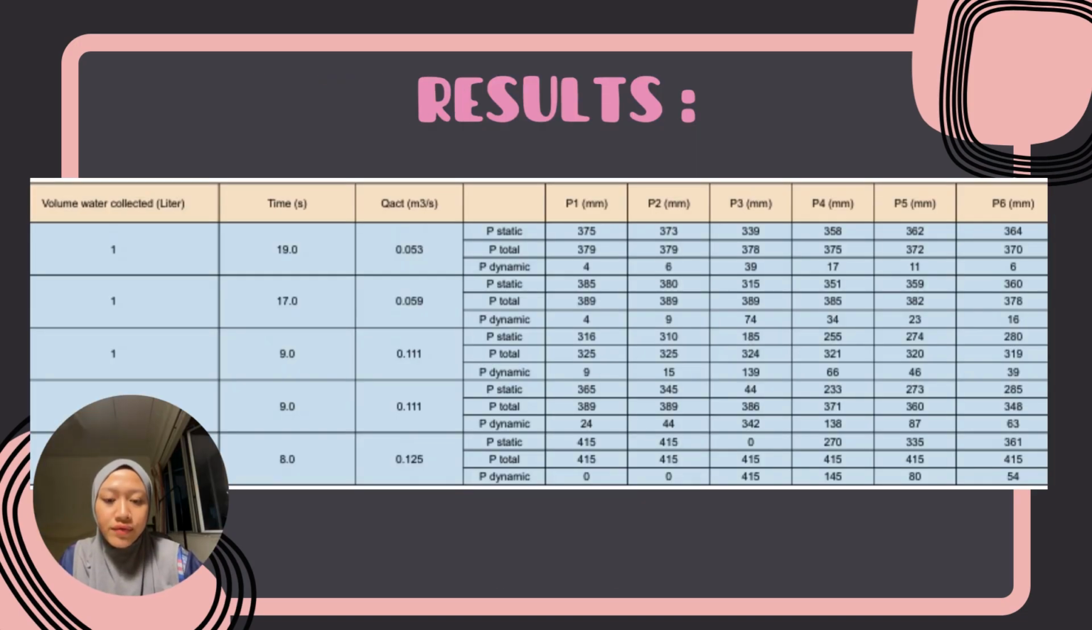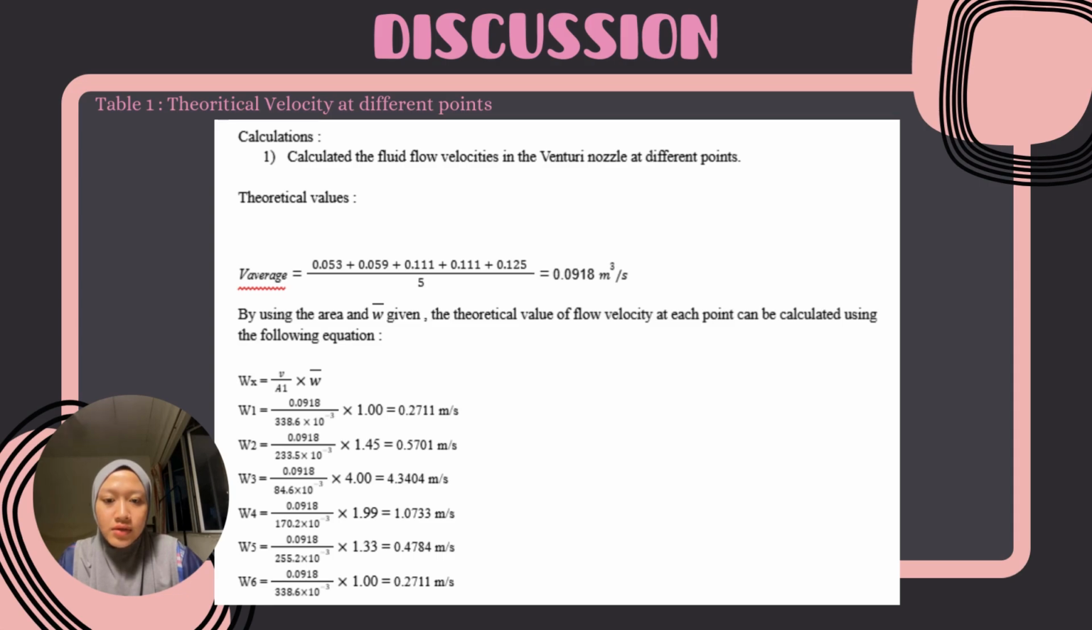Next, this is our result for this experiment. We got 5 different readings for P1 until P5. Next, we move to our discussion for table 1, theoretical velocity at different points. Question 1, calculate the fluid flow velocities in the venturi nozzle at different points. For the theoretical values, we got 0.0918 meter cube per second. Then by using the area and standardized reference velocity given, the theoretical values of flow velocity at each point can be calculated using the following equation.